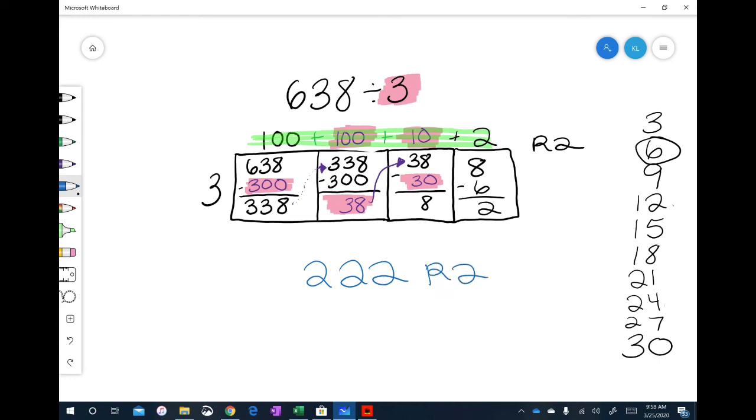Now I'm just going to check my answer off to the side real quick to make sure that I am correct. So 222 times 3. Remember, I take my quotient times my divisor. 2 times 3 is 6. 2 times 3 is 6. 2 times 3 is 6. That can't be right. I got the wrong answer somewhere. How did that happen?